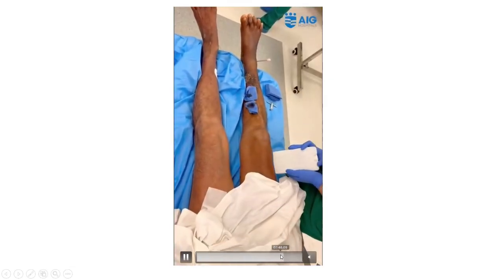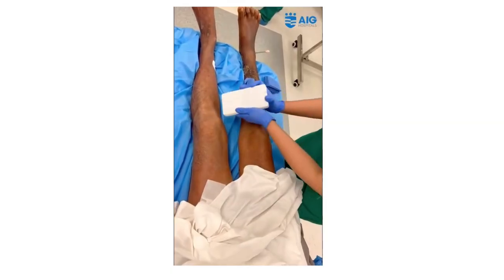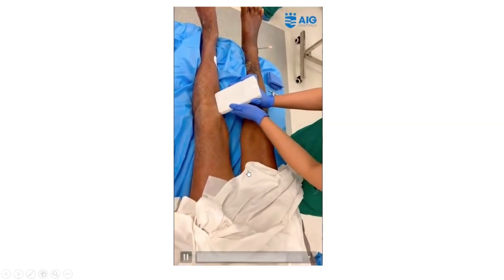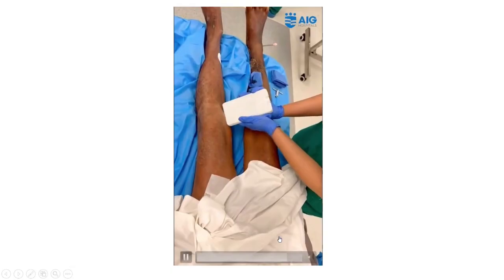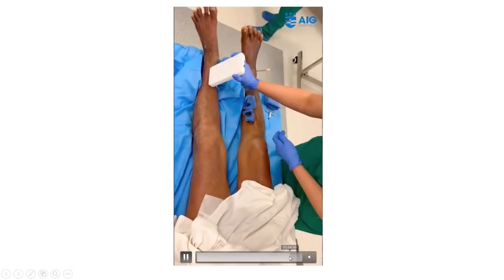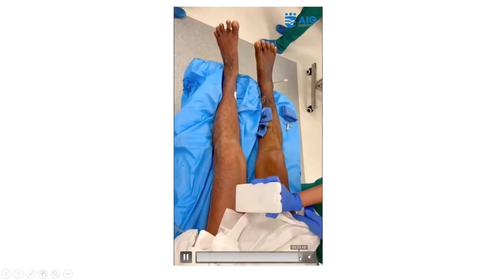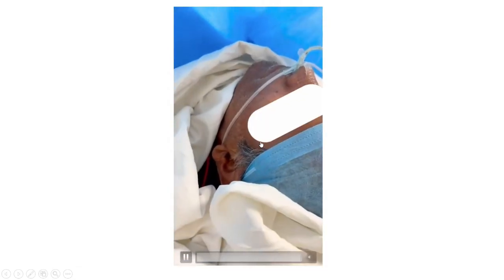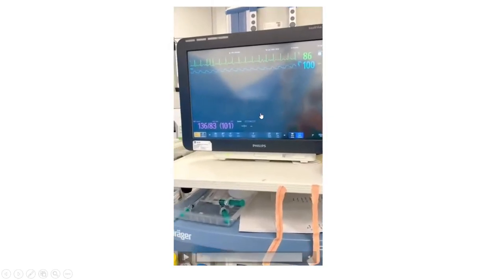We then tested the efficacy of the block using cold sensation, followed by deep pressure, pinprick, and finally surgical stimulus. The patient was comfortable during surgery, requiring no supplemental general anesthesia, and these are the vitals of the patient during the surgery.